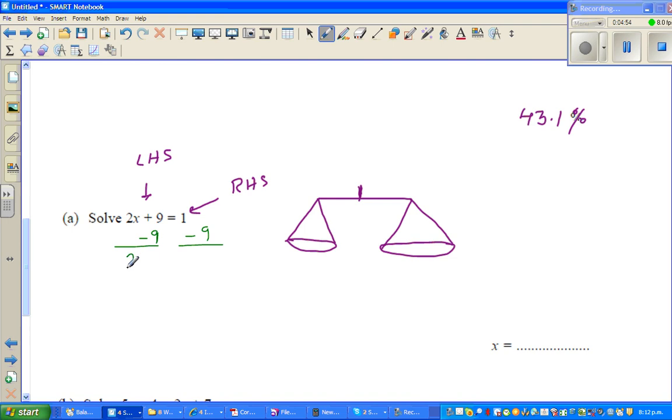So the next step is 2x is equal to 1 take away 9, which is negative 8. So you've undone this 9. The next step is to undo this 2. This is 2 times x, so you have to divide this side by 2 because it's multiplied by x. If you divide this side by 2, you also have to divide the other side by 2. So this and this get cancelled. So x is equal to negative 4. So the answer is negative 4.